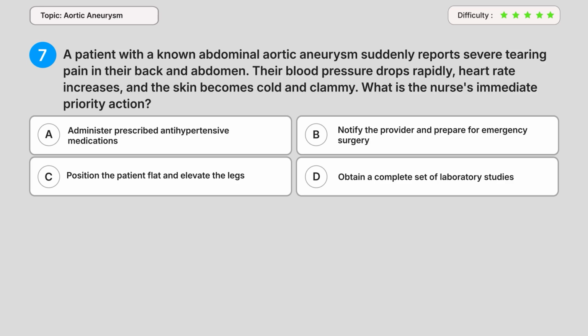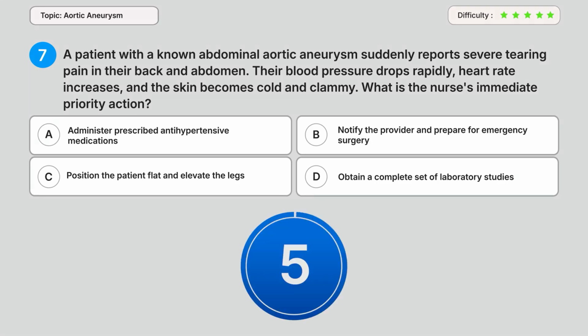A. Administer prescribed antihypertensive medications. B. Notify the provider and prepare for emergency surgery. C. Position the patient flat and elevate the legs. D. Obtain a complete set of laboratory studies. Do you know the answer?